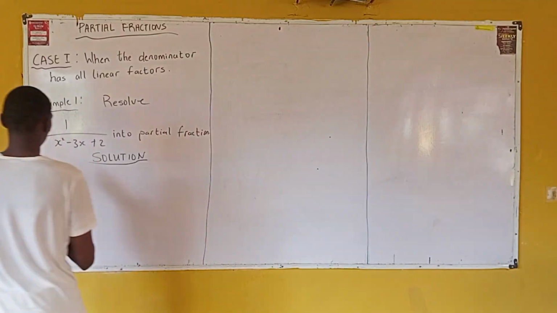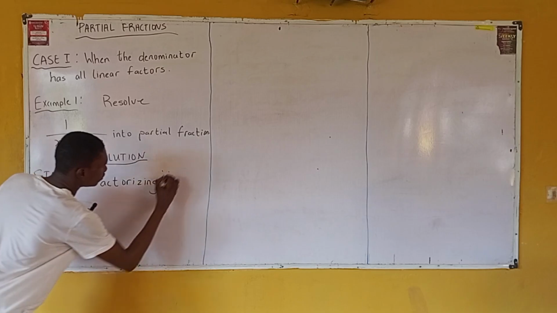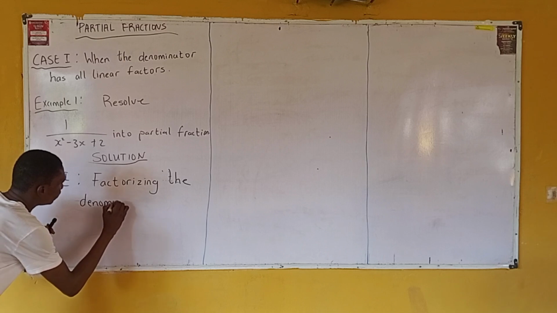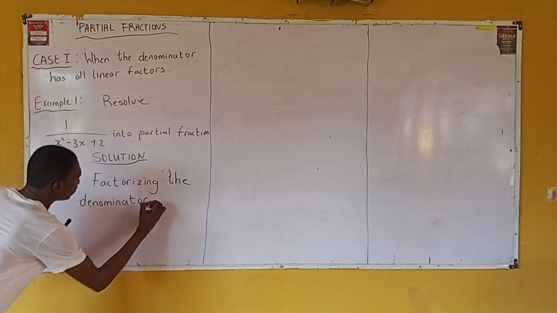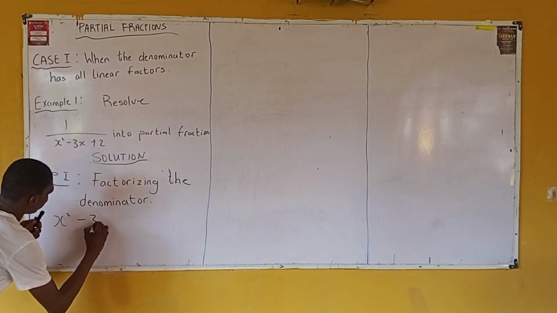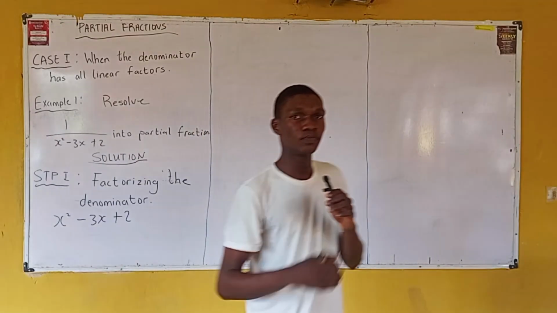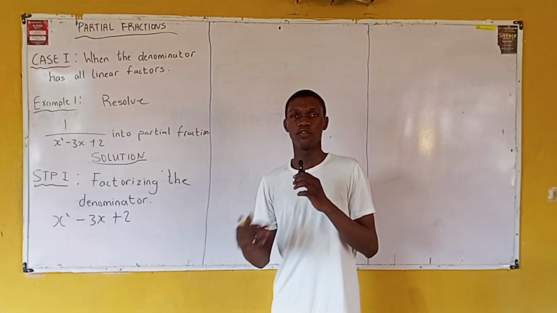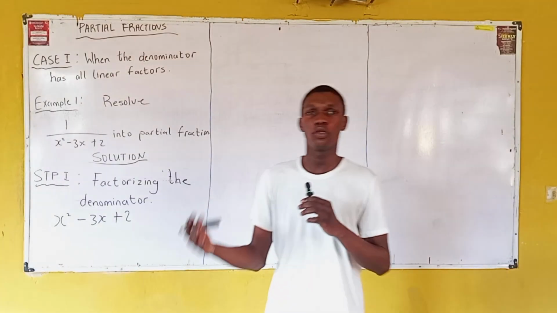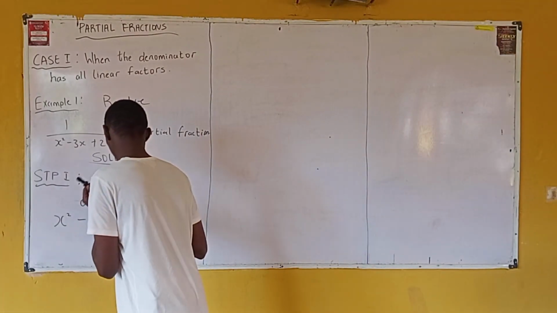So let's factorize. Step 1, factorizing the denominator. So what is the denominator? We have x squared minus 3x plus 2 as the denominator. From our idea of quadratic equations, we have different methods of solving: completing the square, the formula method, then the factorization method. So here we are using the factorization method.